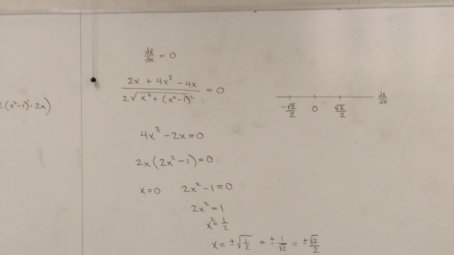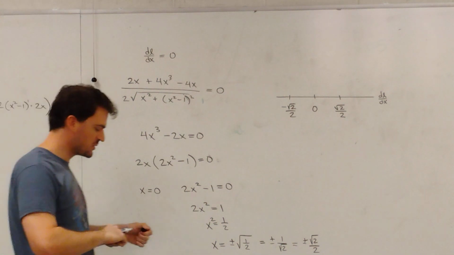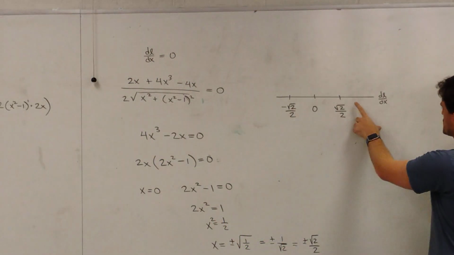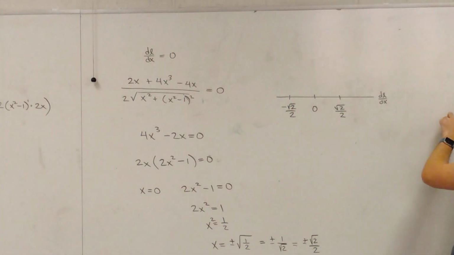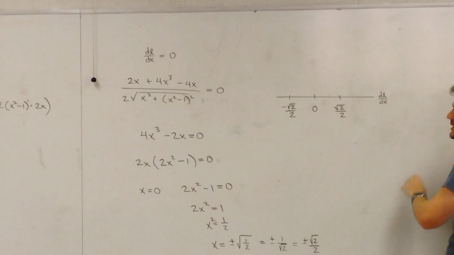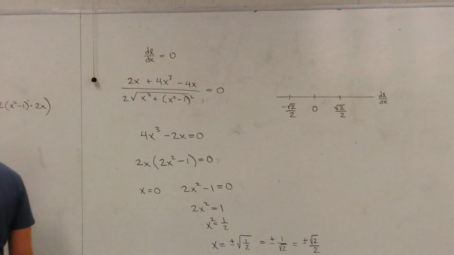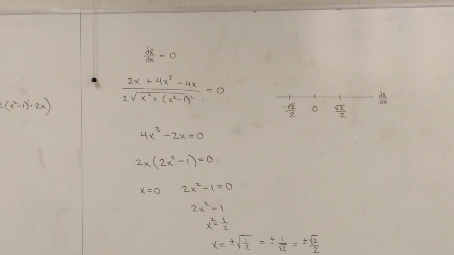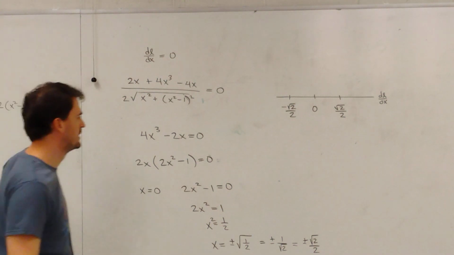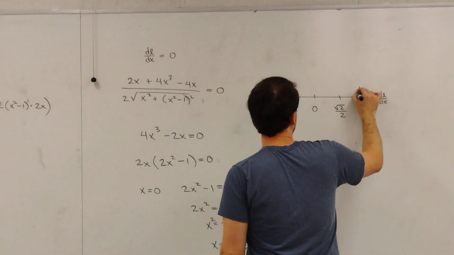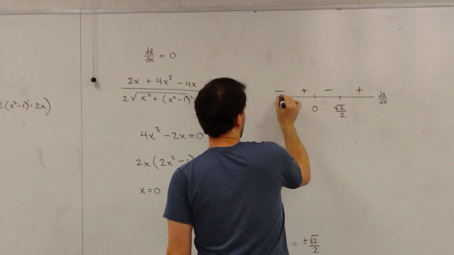So this is just a sign chart. And I'm just going to grab values in between. So if I grab something to the right of root 2 over 2, maybe like 100, I'm just going to exaggerate. And I want to plug that into my derivative and see what I get. Just for the sake of time, I will let you know that you get plus, minus, plus, plus.